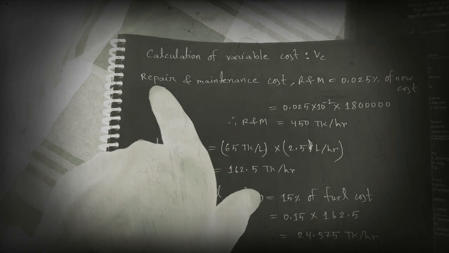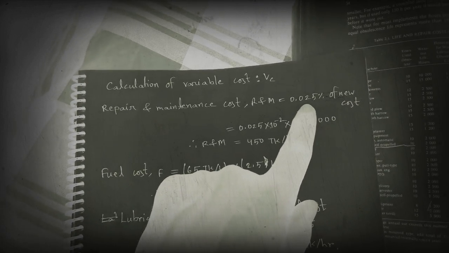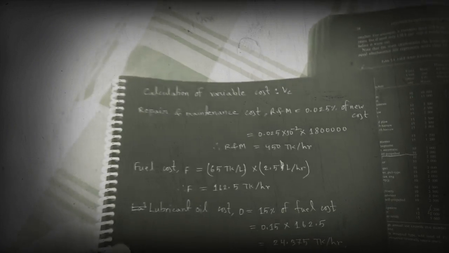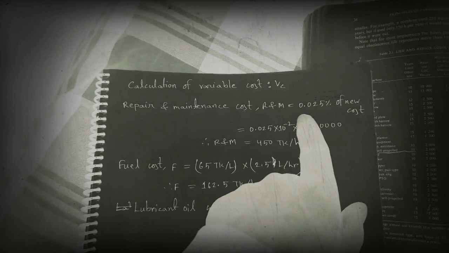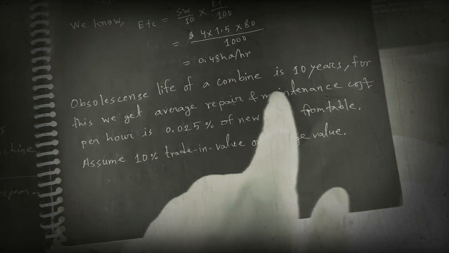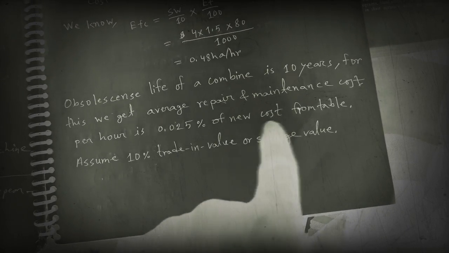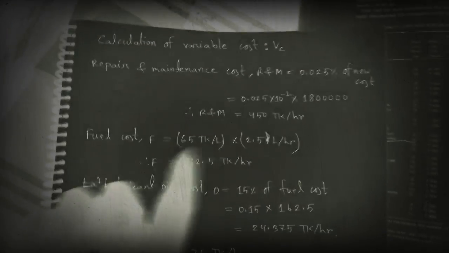Then we calculate the variable cost. The variable cost includes repair and maintenance cost, R&M, which is equal to 0.025% of new cost. We get this from the table, repair and maintenance cost, 0.025% of the new cost. So we just calculate it.